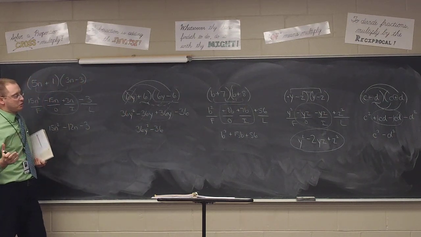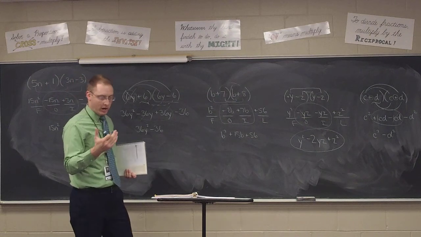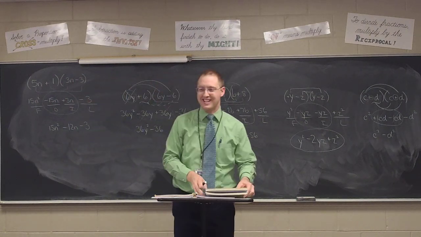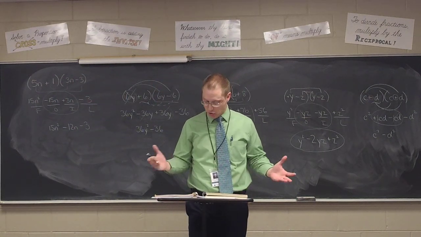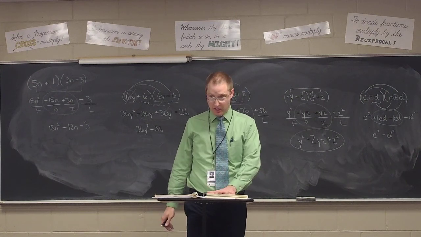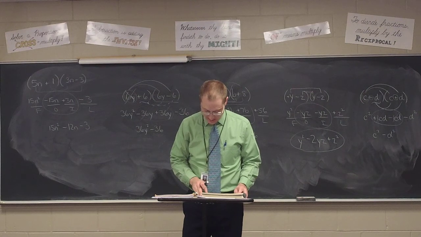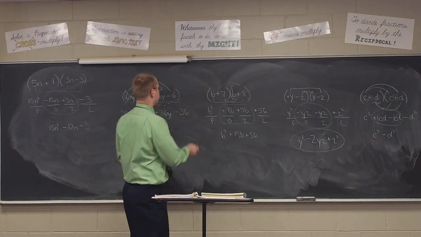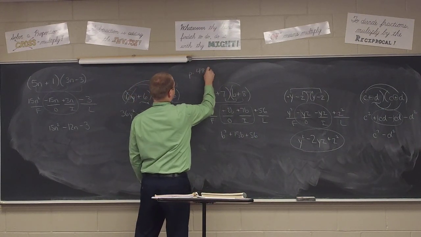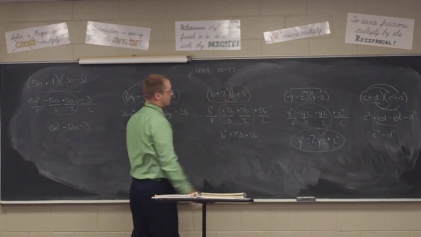Again, it's your choice which way you want to think of it. Do you want to think FOIL or do you want to just think double distribution? You are literally doing the exact same thing regardless when it's two binomials. Questions on this? All right, now look back across the page, page 489, do 15 through 17. Page 489, 15 through 17 in the homework section.